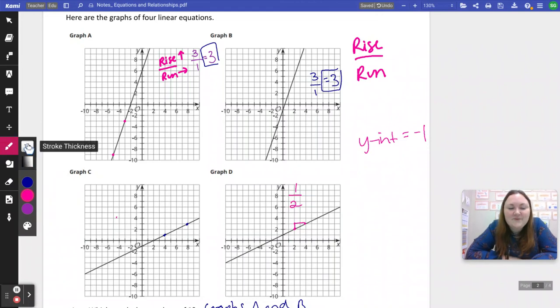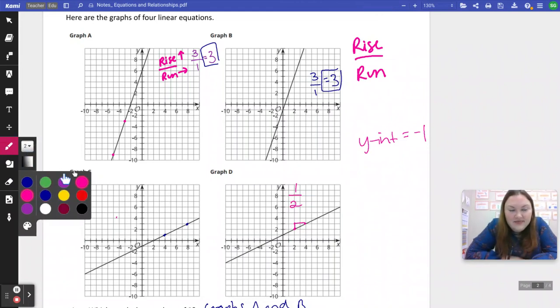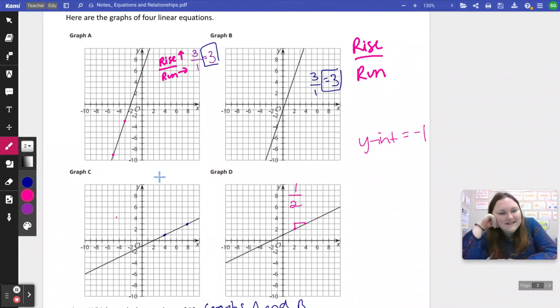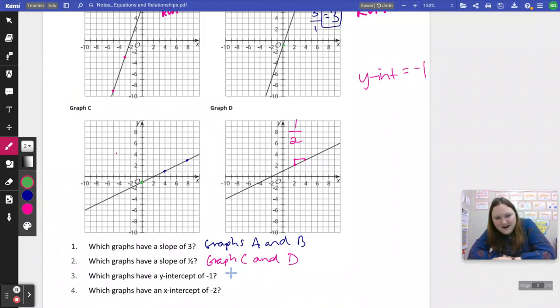Looking at our 4 graphs, we know y-intercepts are the points where these graphs cross our y-axis. And I see our y-axis is right here. It's that vertical line going up and down. On this graph here, I'm seeing it's crossing above our origin. It's crossing above 0. So that right away tells me it's not going to be a -1. Over here, I see it's crossing below 0. It is crossing right there at -1. So graph B would be an answer. The other one is going to be graph C. Graph C is also crossing right there at -1. So my answer for number 3 would be graphs B and C.